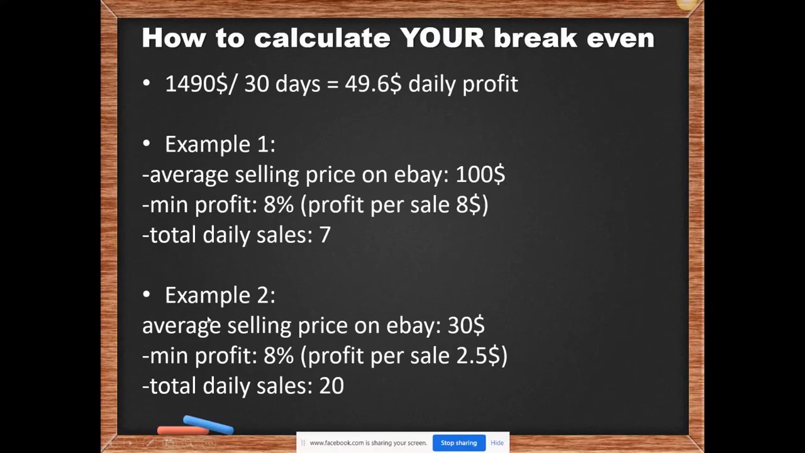So let's take example 2 here. Let's say in example 2, you only sell items that have an average selling price of $30 on eBay. And again, we're working here with 8% profit, which gives you $2.50. So if you divide 30 times, I'm sorry, my English mixed up. Okay, let's do the math. We divide 30 by 2.5, and we get 20 sales.